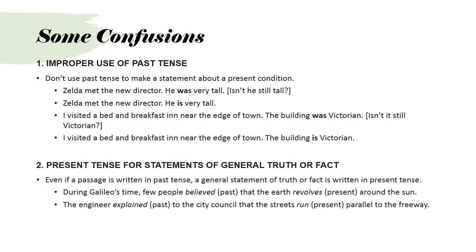So present tense is for statements of general truth or fact. We use the simple present. Even if a passage is written in the past tense, a general statement of truth or fact is written in the present tense. Something like, during Galileo's time, few people believed that the earth revolves around the sun. Though we are talking about the past, we still have to write the general fact, like the earth revolving around the sun, in the simple present.